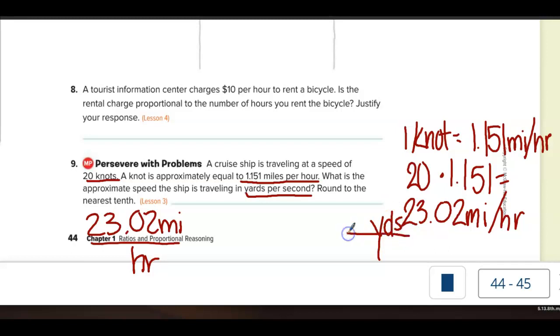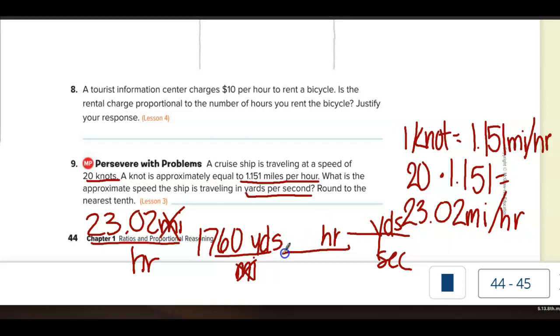yards per second. So which label am I changing? Both. So do I put miles on top or on bottom? Bottom. What do I want my label to be on top? Yards. How many yards are in a mile? 1,760. Good. So then that would get rid of my miles label. And then hour, do I put on top or on bottom? Top. And what do I want my bottom label to be? How many seconds are in an hour? 3,600. Perfect. So that gets rid of my hour label.